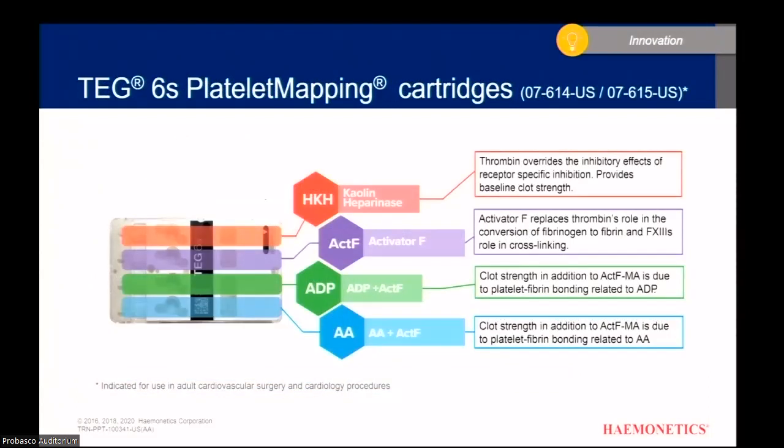And so for platelet mapping, this is data that you're very familiar with. It's 4 in 1 here, but it's a cartridge again, rather than the 4 channels. So HKH represents our baseline full platelet participation, activator F represents our baseline no platelet participation, and ADP and AA represent how your patient is responding based on the different agonists. ADP mainly shows P2Y12 medications, GPIIb/IIIa inhibitors, those common antiplatelet meds, and AA captures aspirin.